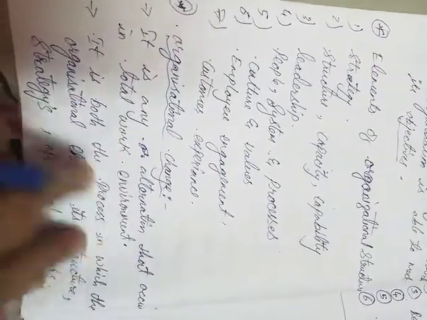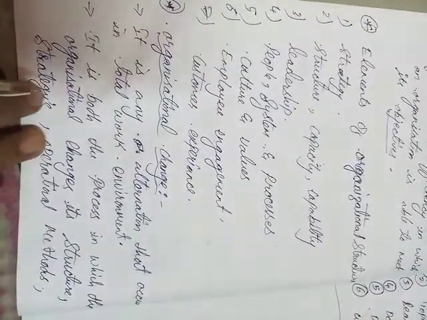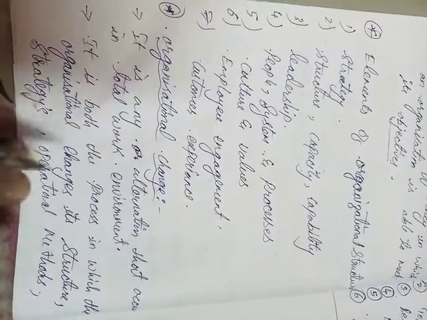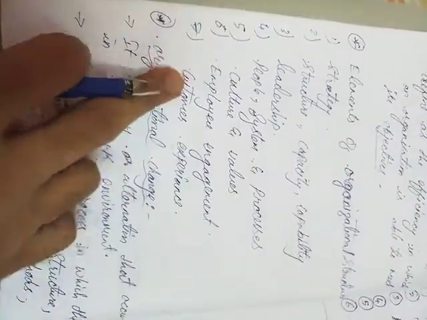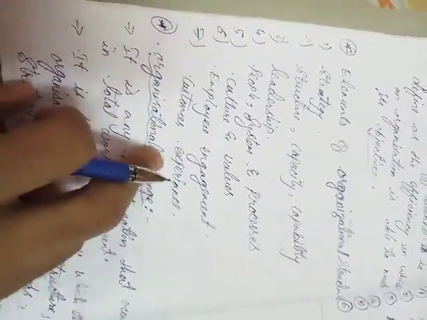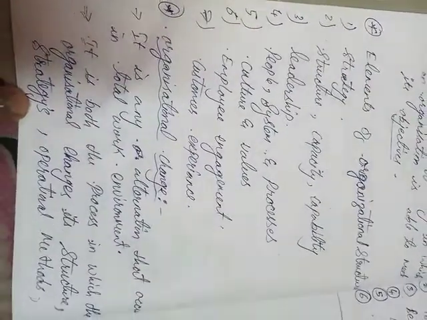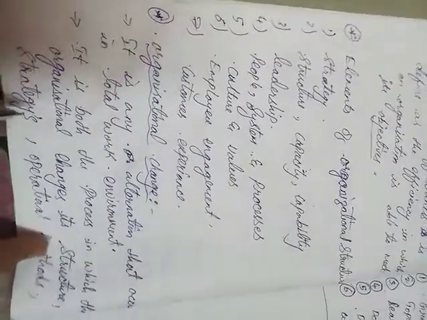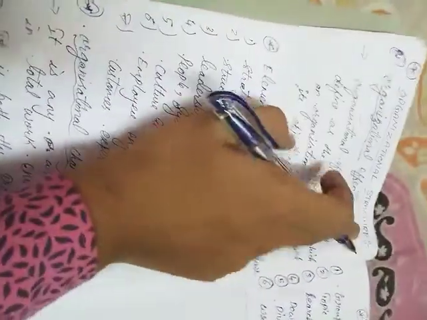And the next one is organizational change. It is an alteration that occurs in the total work environment. It is a process in which the organization changes strategies, structure, and operation methods, which means after getting the customer experience feedback, the organization changes its strategy, its structures and its operational methods. Now we have completed the organizational structures.